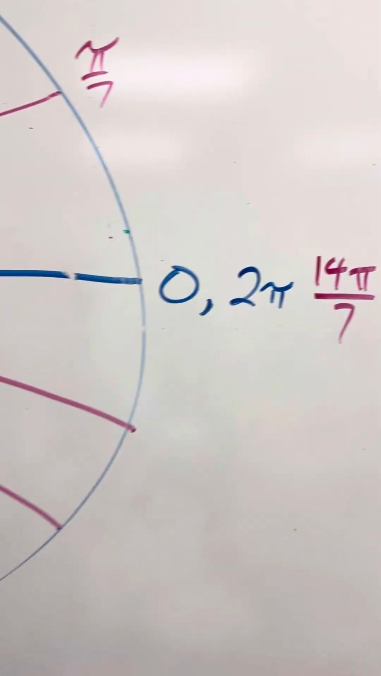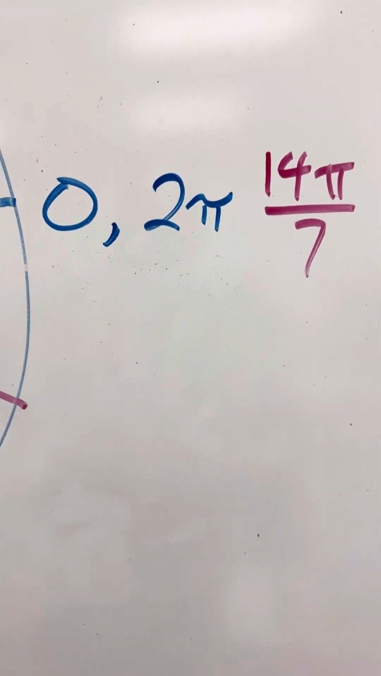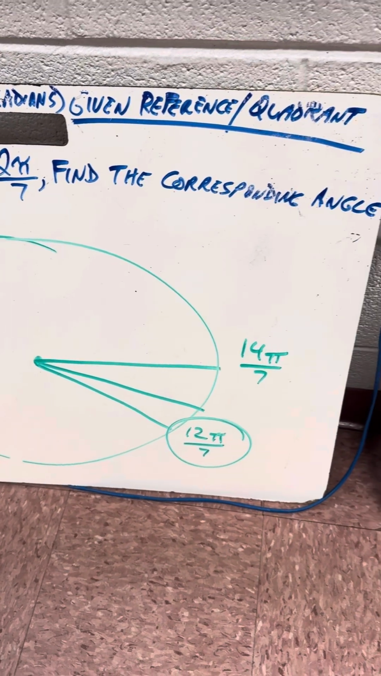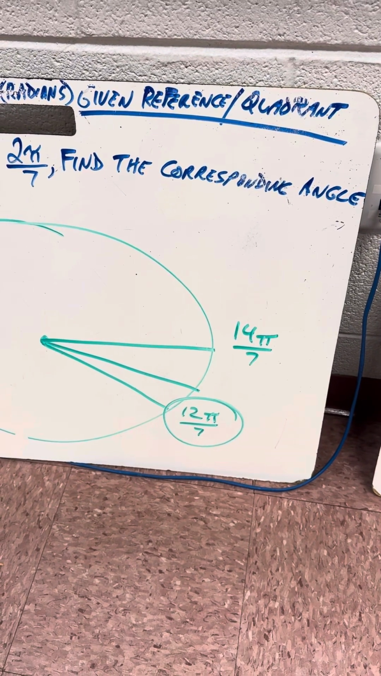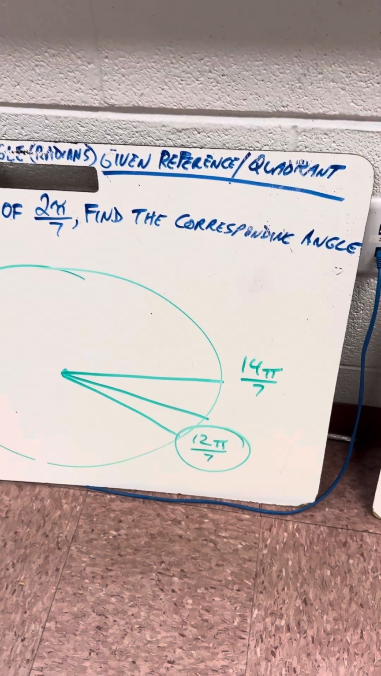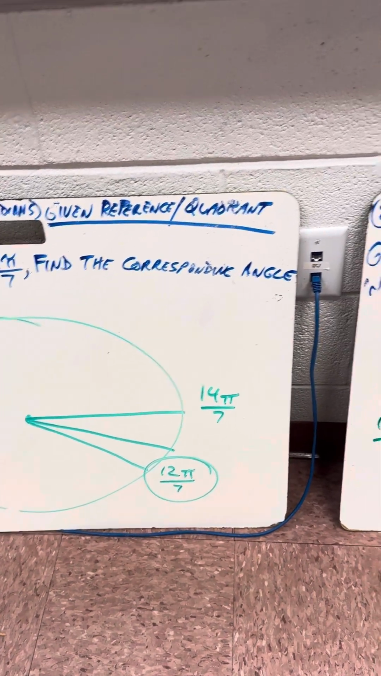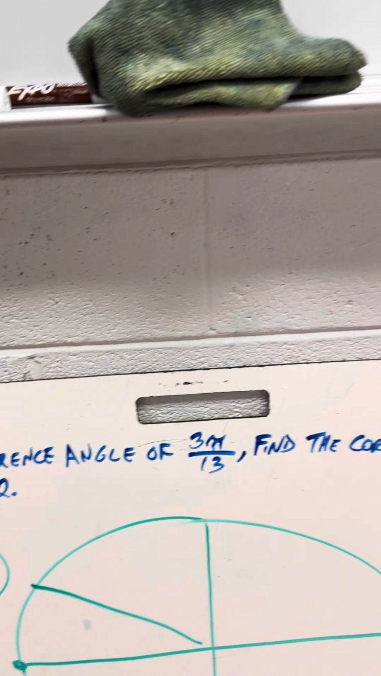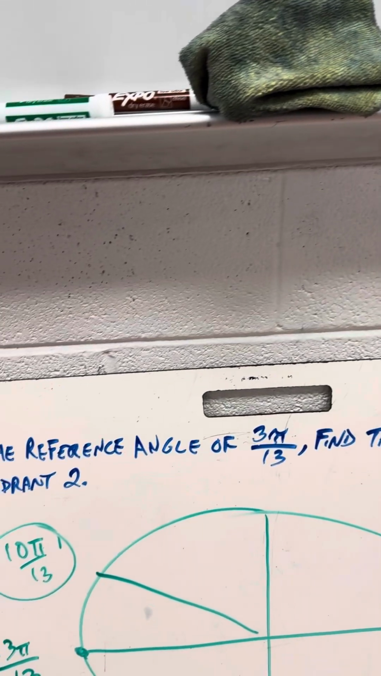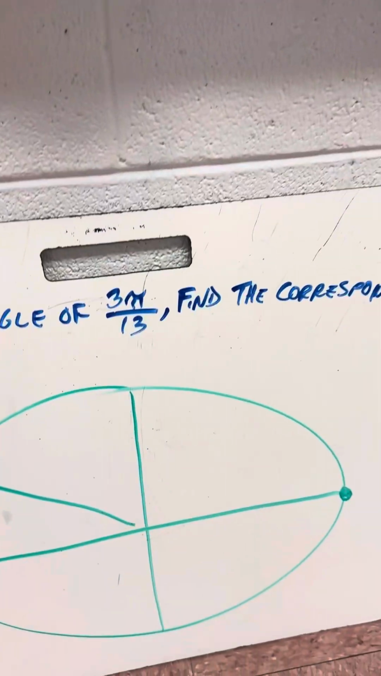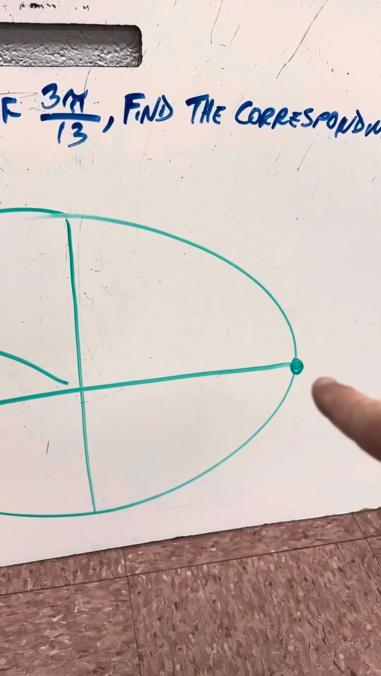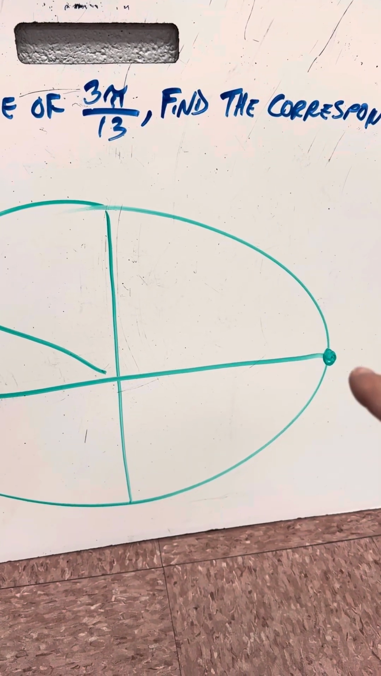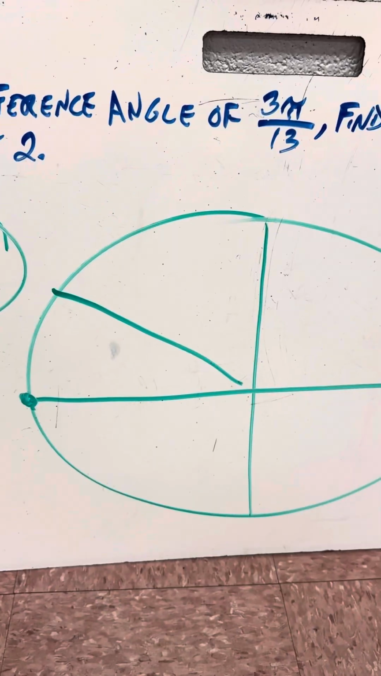And if 14 pi over 7 is 2 pi, does it make sense that 12 pi over 7 is the corresponding angle? Hopefully this is making some sense. Here, given the reference angle of 3 pi over 13, find the corresponding angle in quadrant 2. By the way, all corresponding angles will come from either here or here. You'll either go from 2 pi or from pi.